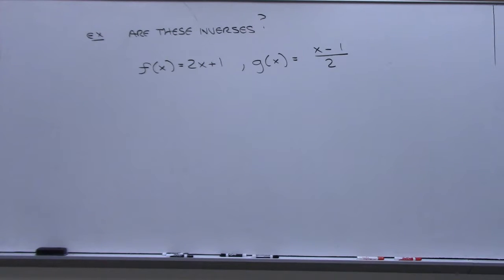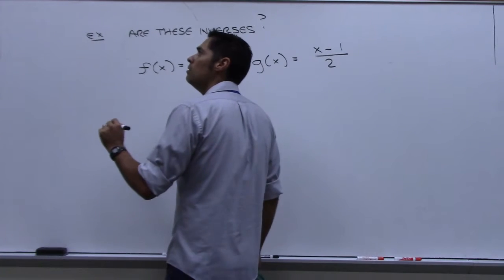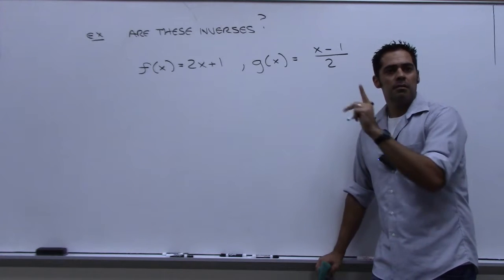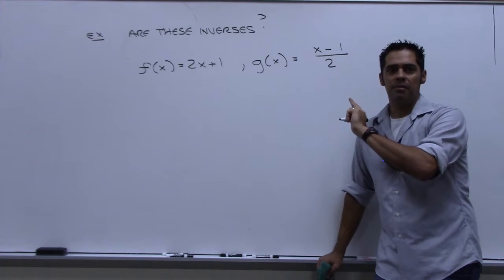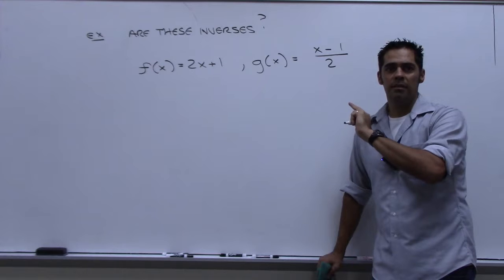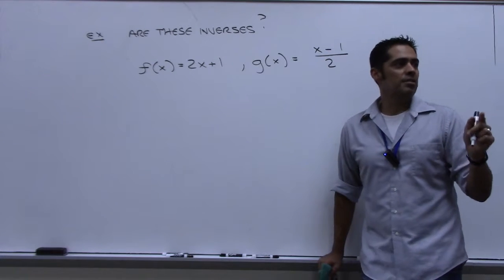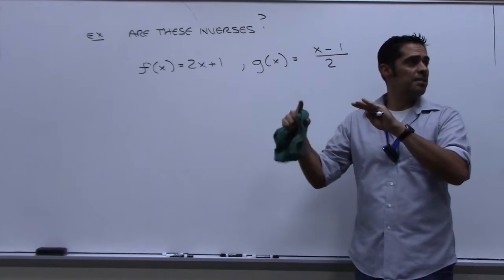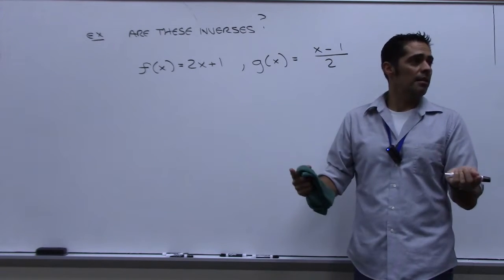So how do we check it? What do I want to show? There's two things. We're not going to do graphs. This has to be done algebraically. I have to show that when the two are put together with composition one way, it spits out x, and when they're put together the other way, it spits out x.